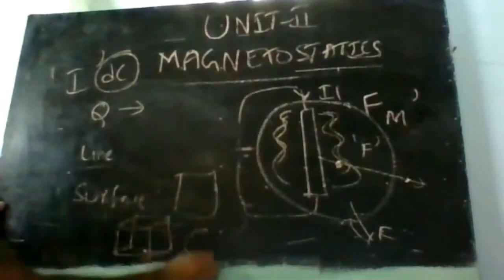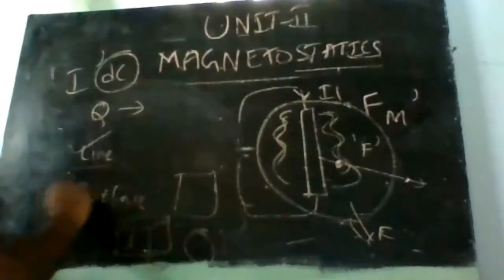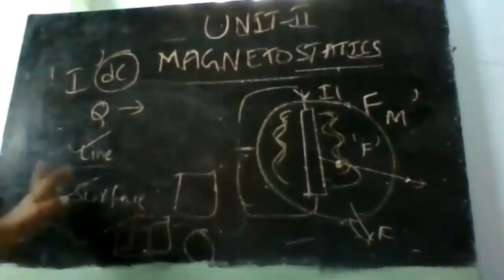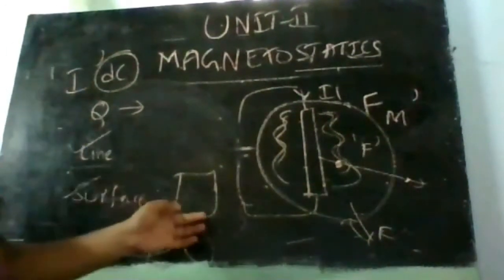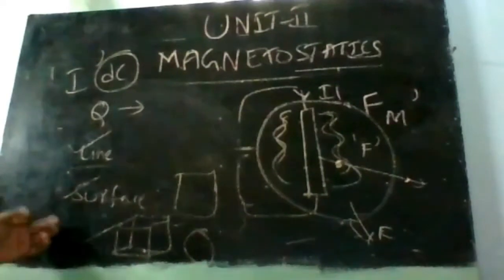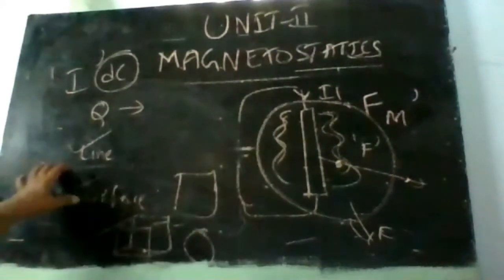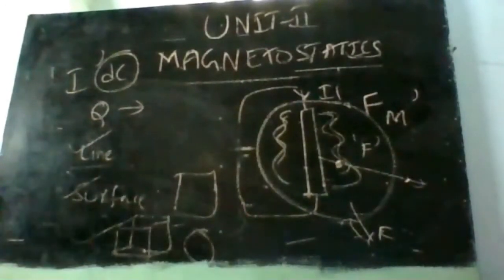So anything, or a sphere or a cylinder, etc. Conductors can be of three types. Charges are of four types: point charge, line charge, surface charge, volume charge. But in magnetic field, we have only three types of conductors: line conductors, which are wires; surface, which is two-dimensional; and volume, which is three-dimensional. So we can produce magnetic field from line conductors, surface conductors, or volume conductors.